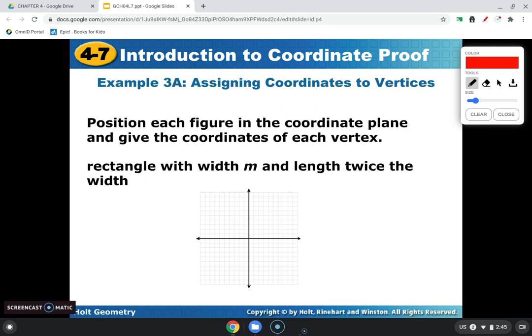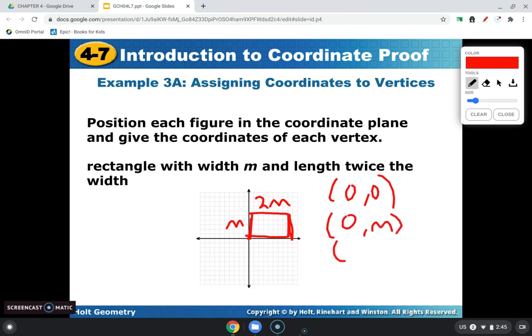Position each figure in the coordinate plane, a rectangle with width m. So I would go m, and then you can make your rectangle, and then that would be 2m. So if you were going to write down those points of the vertices, you'd have 0, 0, 0, m, 2m, m, and 2m, 0. When you're using those variables, it doesn't really matter how long you make things, as long as you make them consistent.